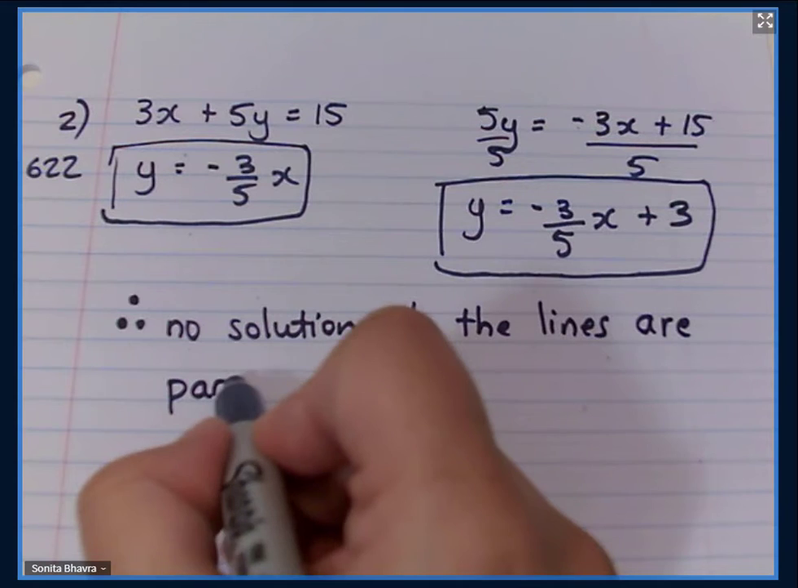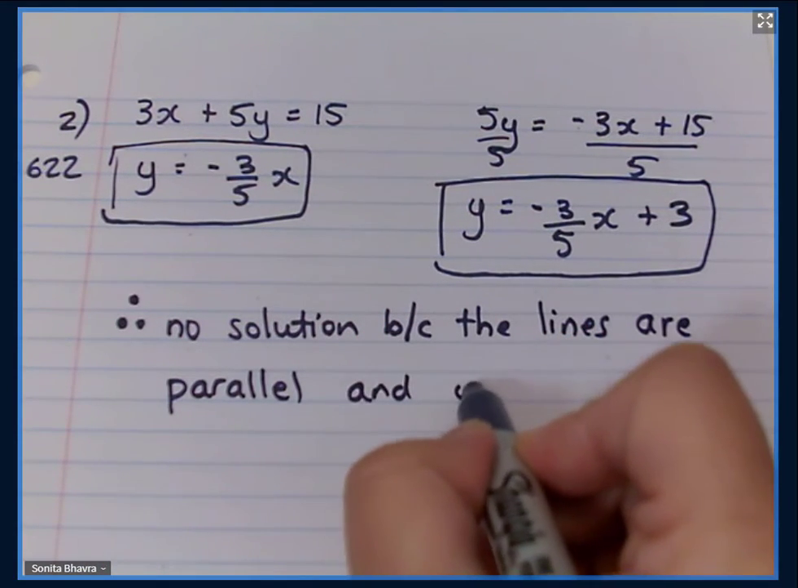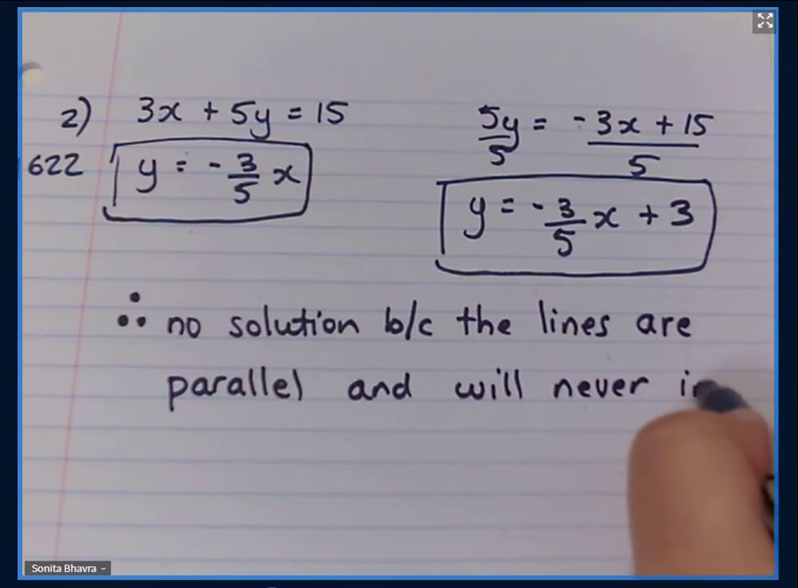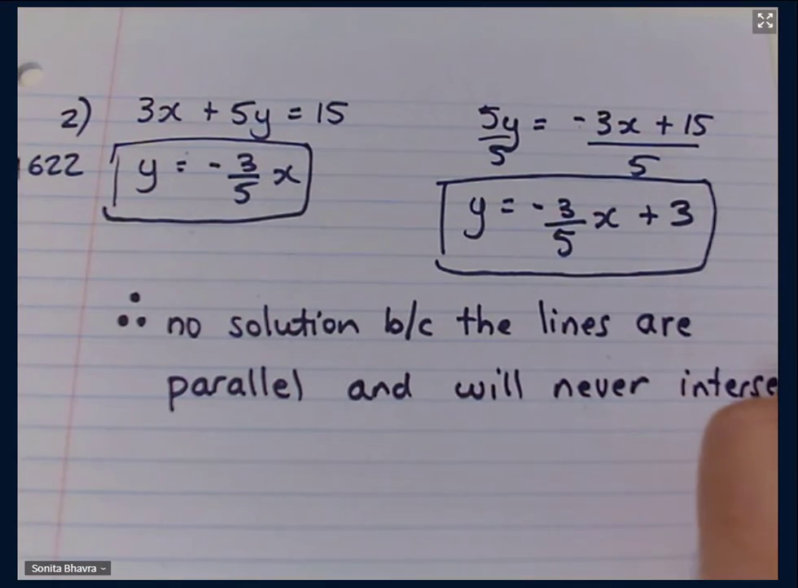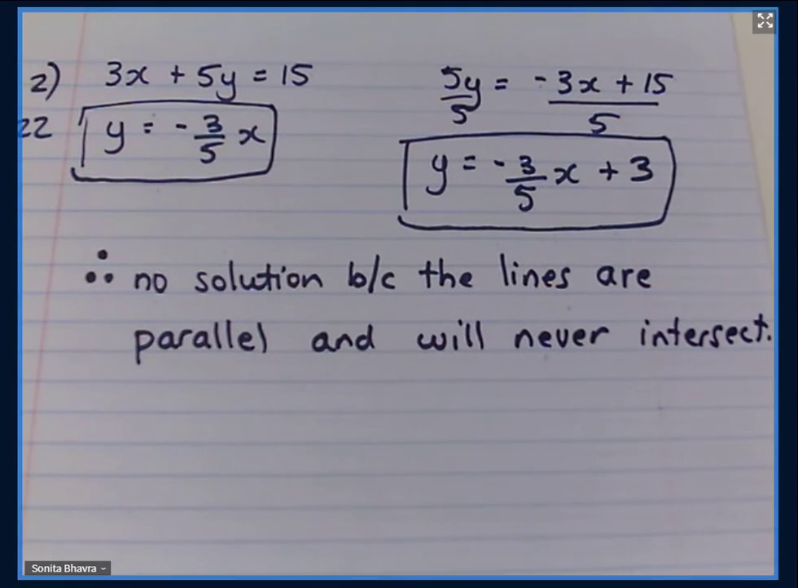And since they're parallel, they will never cross. And will never, I'll just put, intersect. All right, so again, the two lines are parallel. They will never intersect, so therefore there is no solution to this system.